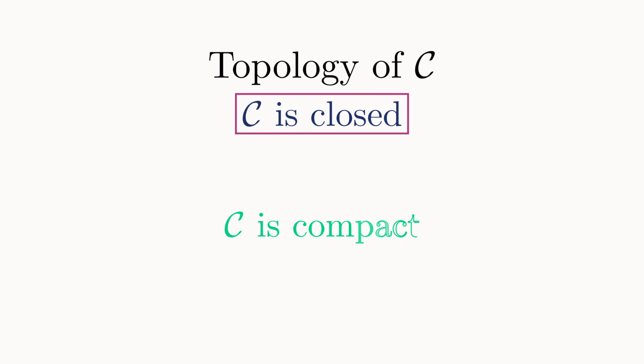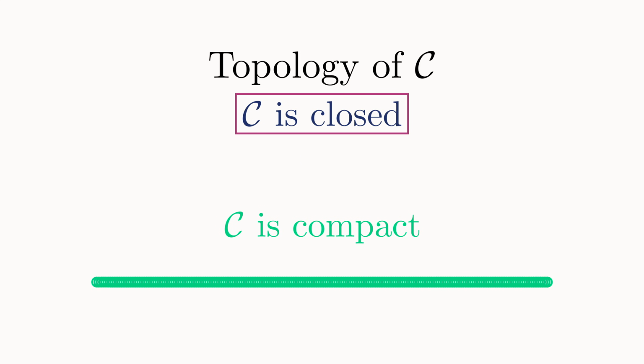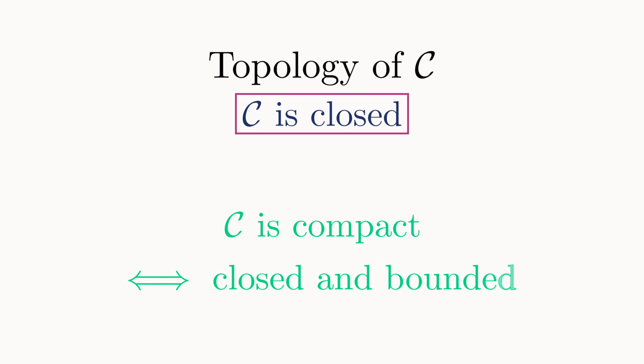Next, the Cantor set is compact. This means that every open cover of the set has a finite subcover. And thanks to the Heine-Borel theorem, this is equivalent to a set being closed and bounded, which the Cantor set, since it's a subset of the unit interval, necessarily is.